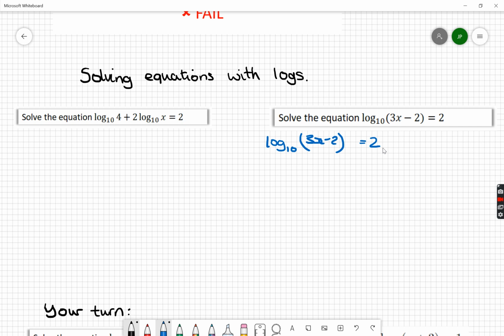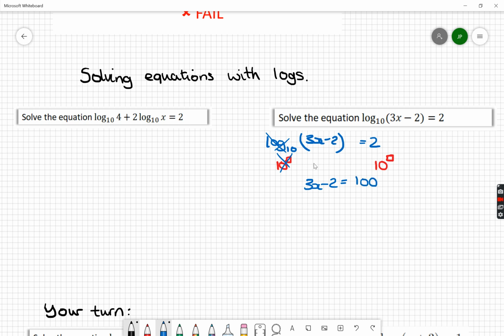Now in order to find x, I need to get rid of my log base 10. This is where I will always use balancing equations, and that's why last lesson that's the method I would always choose to use, because when it comes to solving it becomes much easier. The opposite of doing a log base 10 is to do 10 to the power of. So I'll do 10 to the power of each side. That cancels out that log, so I'm just left with 3x minus 2. 10 to the power of 2 will give me 100.